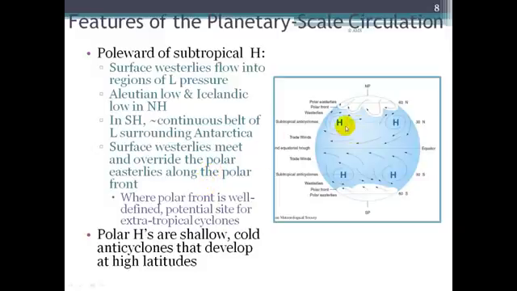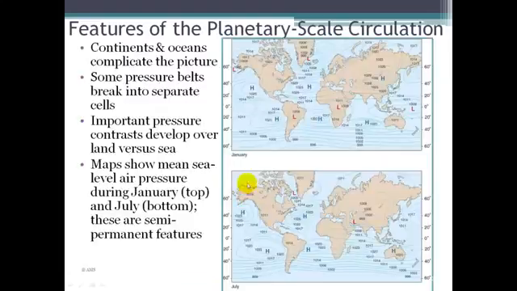As we go poleward of the subtropical highs, we have these surface westerly winds that flow into the regions of low pressure. And the low pressure, we don't see it so much on this map. We have the Aleutian low and the Icelandic low in the northern hemisphere. Let me just zip back a few slides so you can see that. We'll look at the winter picture here. So here's the Icelandic low and the Aleutian low that are pertinent for our weather in the northern hemisphere.